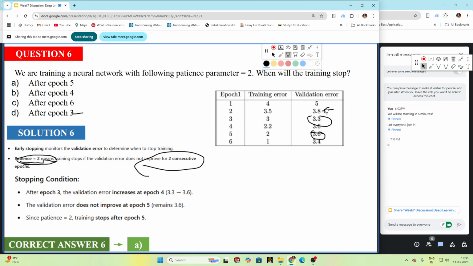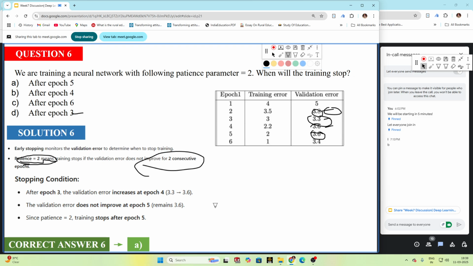So if we see after 3.8, it is decreasing for the third epoch also, and for the fourth epoch also it is decreasing, right? But for the fifth epoch it is not the same. So that is why you have to stop the training after 5 epochs. So again I am repeating, patience 2 means training stops if the validation error does not improve in two consecutive epochs. So you have to see the two consecutive epochs, and if there is nothing happening, you have to stop the training process.